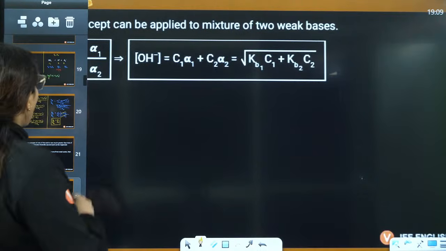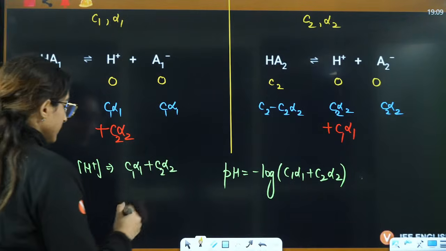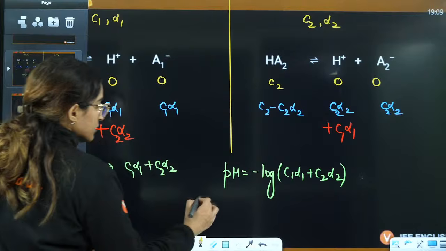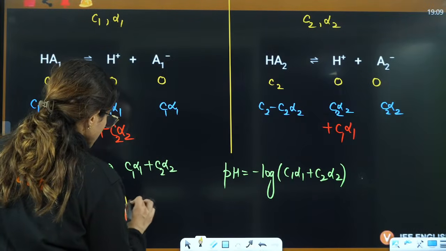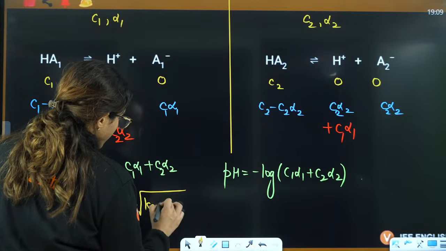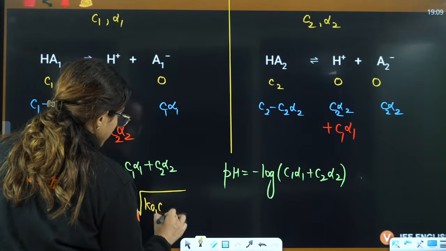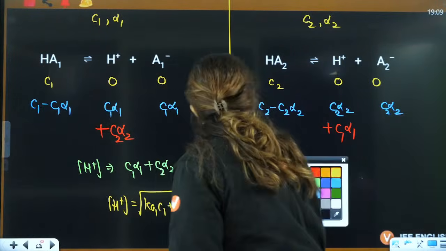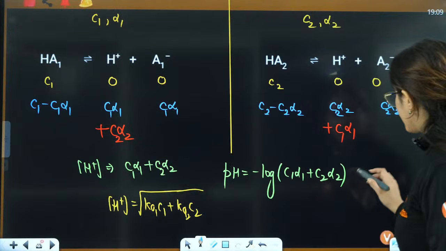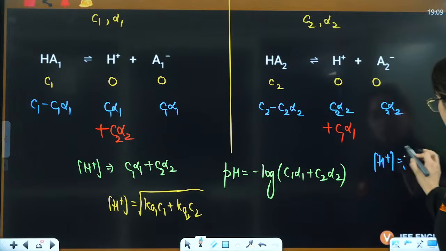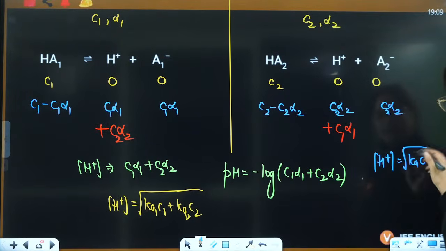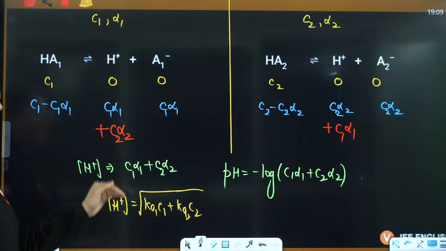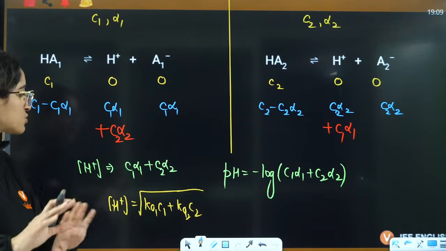Now the question is, how are you defining it here? The H positive concentration in terms of this is Ka1 C1 plus Ka2 C2. You can remember it as it is. For one weak acid, H positive is equal to under root of KaC. For two weak acids it is going to be this. In a similar line you can calculate this as well, but I will not get into that much derivation because that is not needed.